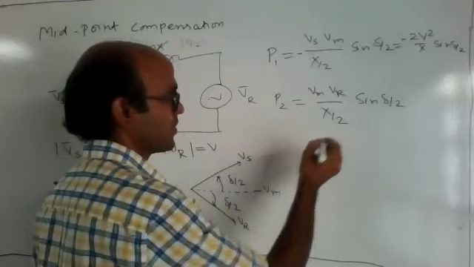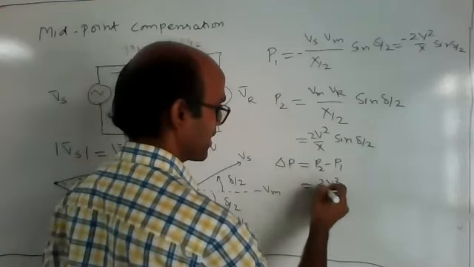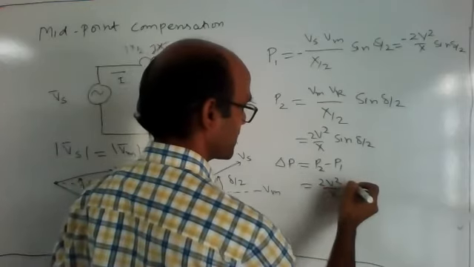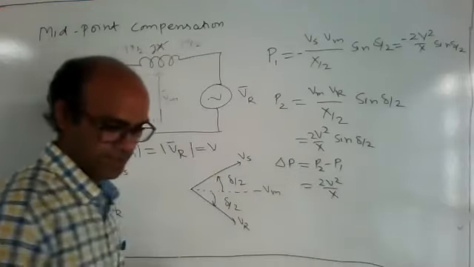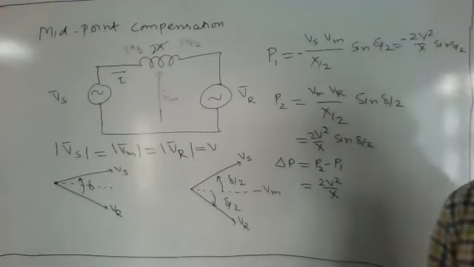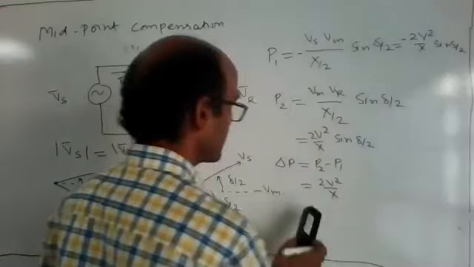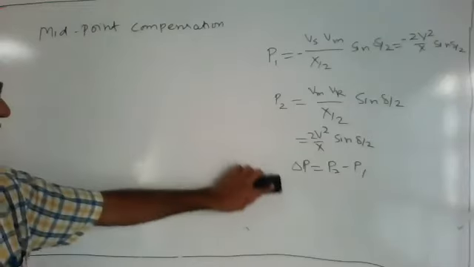Similarly, this is also 2B square by X sine delta by 2. So what is the change in power? How much power changes? That is P2 minus P1, so this is 2B square by X. So how much power will change? That is the first swing of the power, and we will see the detail in stability.